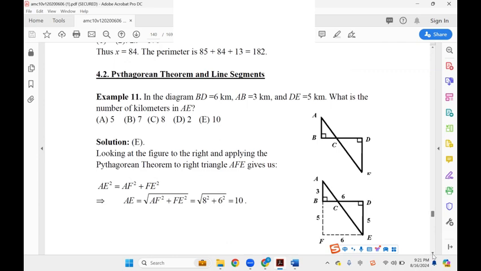Okay, so we can do it this way. We can do an extension like this, right? You want to know AE. So if we extend this, if this is 5, which means this side is 5 because they form a rectangle, right? This is the same as this one. And let's say this is F, because this is a rectangle, BD is equal to EF. This is 6, right? So AE squared is equal to AF squared plus EF squared. AF is 3 plus 5, that's 8, and EF is 6. So AE is 10.